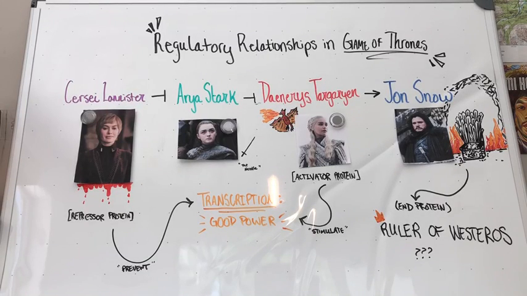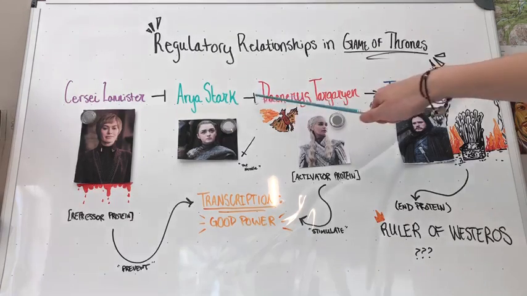Today, we will use the plot and characters of HBO's hit Game of Thrones to help understand the developmental networks in genetics and the regulatory relationships behind them. First, let's introduce the four main characters on our network. We have Cersei Lannister, Arya Stark, Daenerys Targaryen, and Jon Snow.